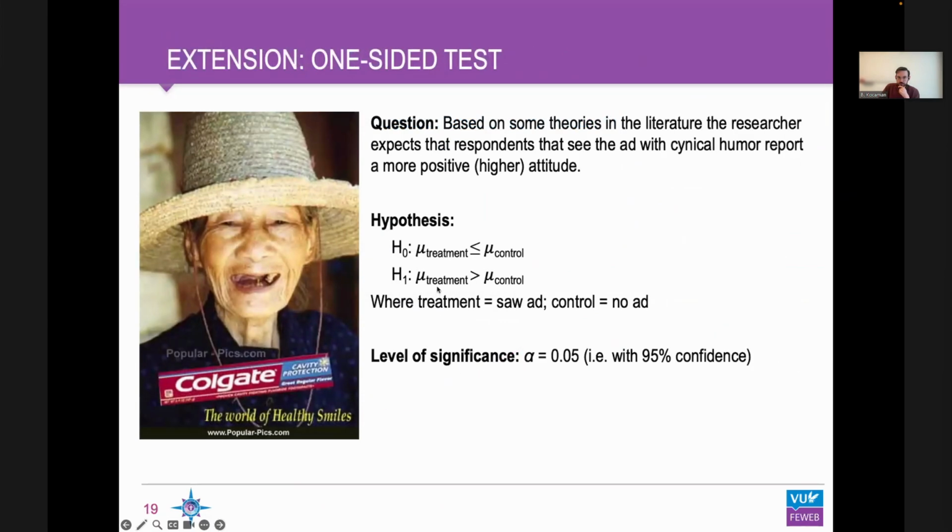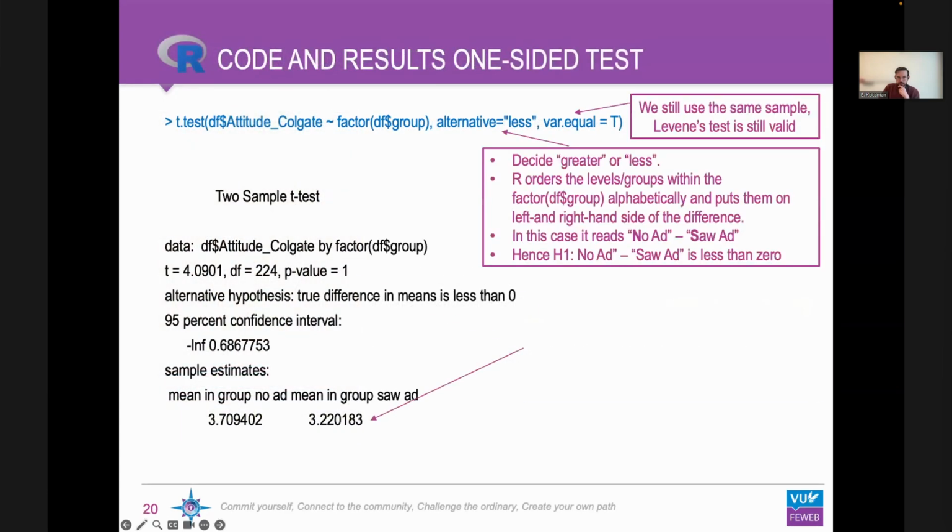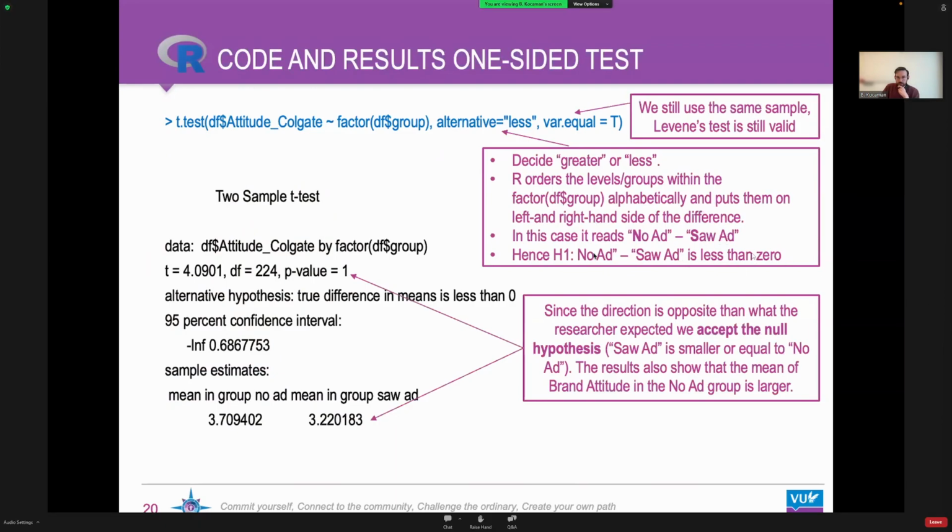So this is add, this is noadd, and the noadd minus soadd, so if you just put this on this side, is actually less than 0. Okay? So that's why we actually use less here.